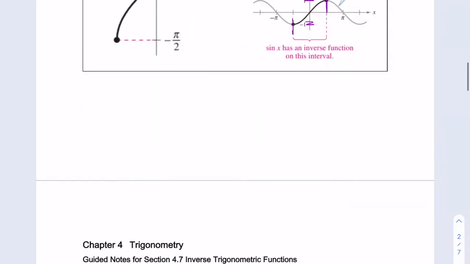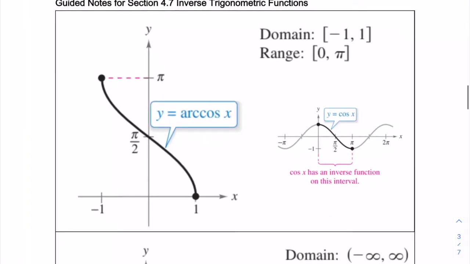Now looking at cosine, the same thing will happen with the domain. It's still -1 to 1, because you can see that this function cosine is going to be between -1 and 1 for its range. So that becomes the domain of arc cosine. We're going to restrict the domain of cosine from 0 to pi. So you can see that these values over here are going to correspond. So you have -1, pi, and then we're going to have 1, 0.